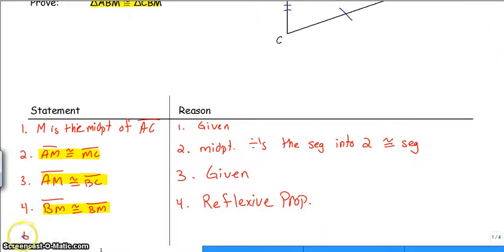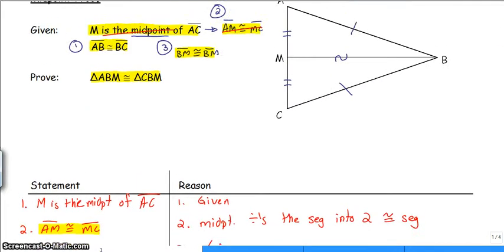So my last step is always my prove statement. In this case, triangle ABM is congruent to triangle CBM. The last tricky part is to identify which reason. We have learned 5 reasons: side, side, side congruence; side, angle, side congruence; angle, side, angle congruence; angle, angle, side congruence; and HL congruence. It's a process of elimination.